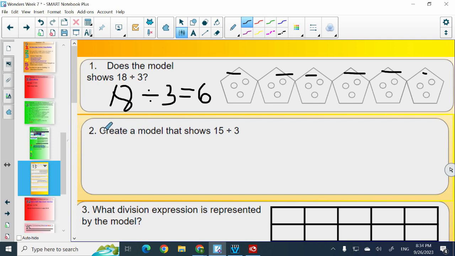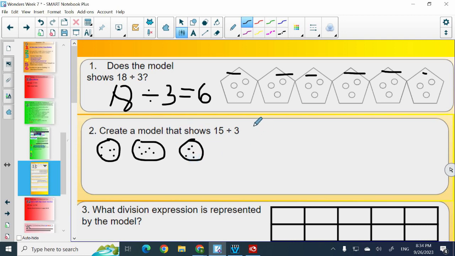All right, hopefully it was paused and you guys all had a chance to write it down. Well, the first thing I can do is say, all right, I need 3 groups. So let's draw 3 groups. 1, 2, 3. And then I could put dots in here until I get to 15. So 1, 2, 3, 4, 5, 6, 7, 8, 9, 10, 11, 12, 13, 14, 15. And so that would be one model.